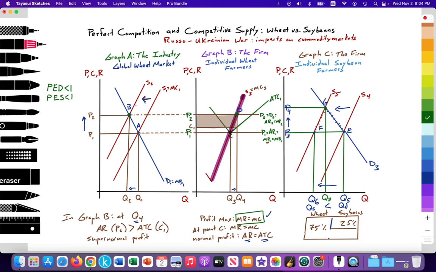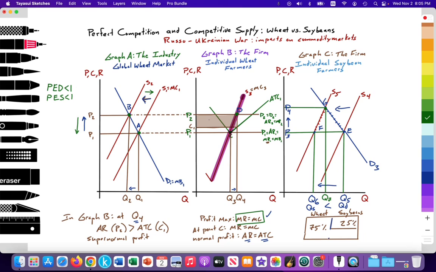So let's go ahead and analyze this. Due to that agreement between Russia and Ukraine, mediated by Turkey, where Ukraine could increase or export their supplies of wheat into the world market, that would lead to an increase in the supply of wheat in the world market that would shift S2 to S1. And with that new intersection at point A, where S1 equals D1, we see a fall in the price of wheat from P2 to P1.